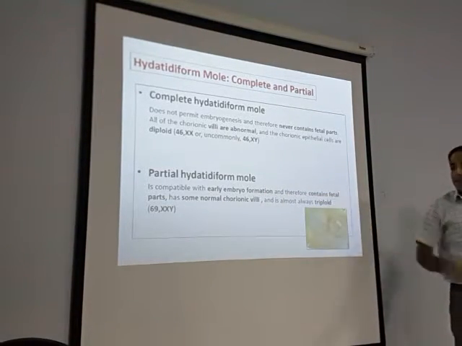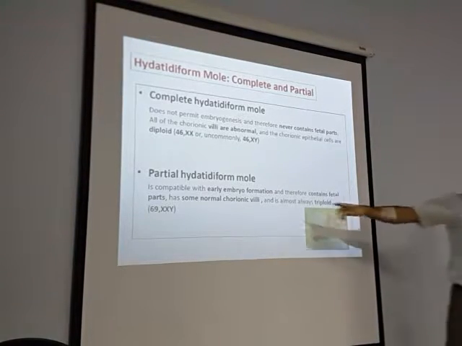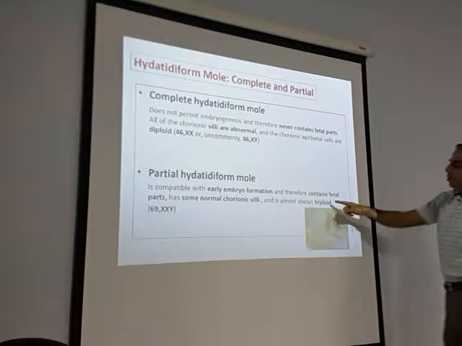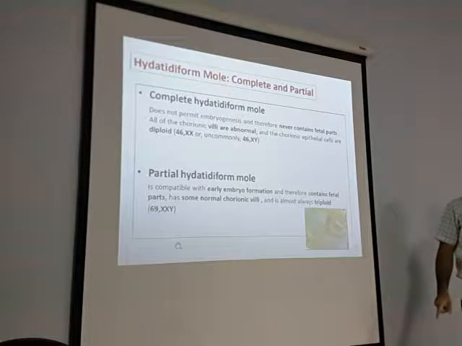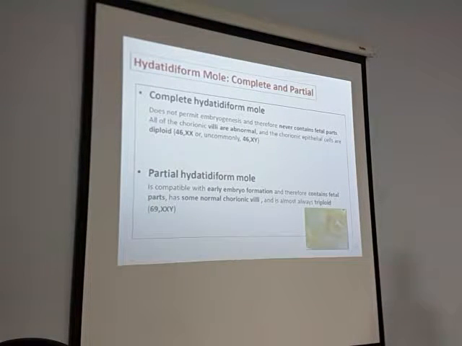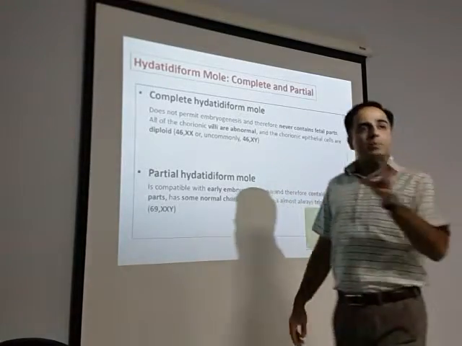So you will find some fetal parts, and some of the chorionic villi will be normal because it is a partial thing, isn't it? Some fetal parts, some chorionic villi normal, and it is almost always triploid: 69, XXY, which is 46XX plus 23Y. Most common is triploid XXY. I will tell you why and how. Clear up to here? Complete moles and incomplete.